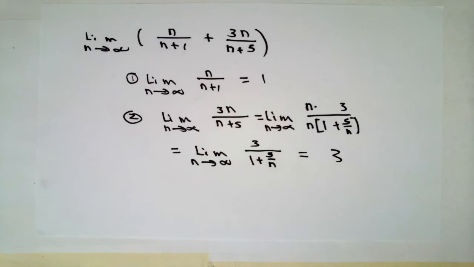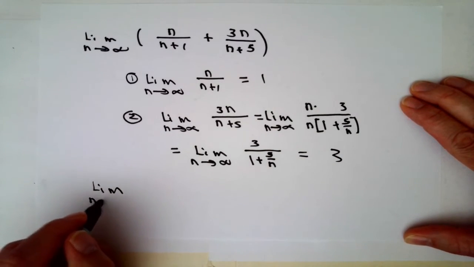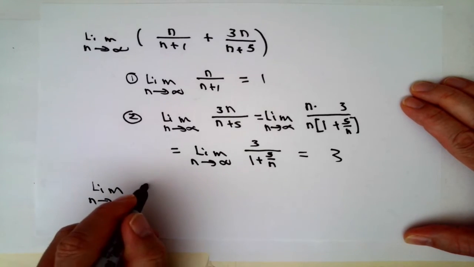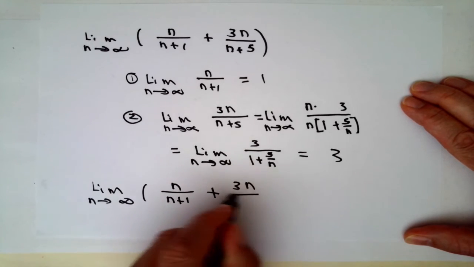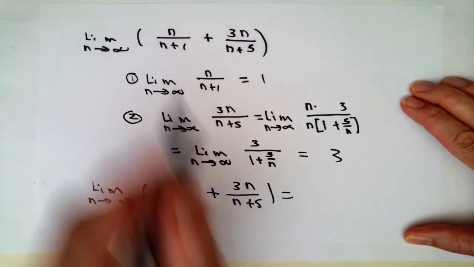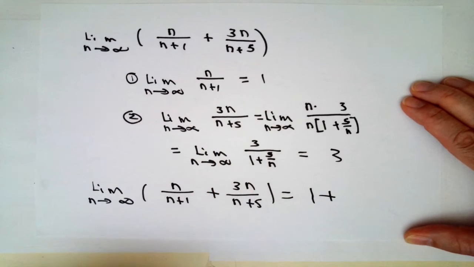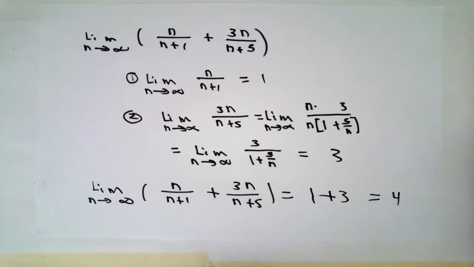So having checked this, the limits of the two things individually both exist. That means it's legitimate to say that the limit as n tends to infinity, n over n plus 1 plus 3n over n plus 5. The limit of the first term exists and was 1. The limit of the second term exists and is 3. The limit that you're interested in exists and is 4.